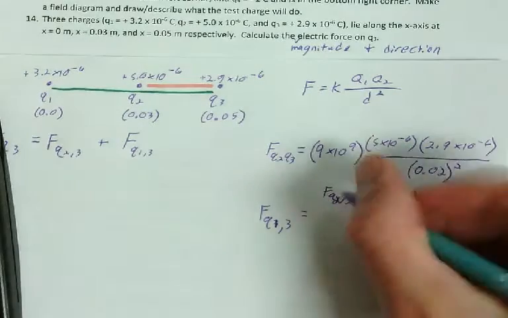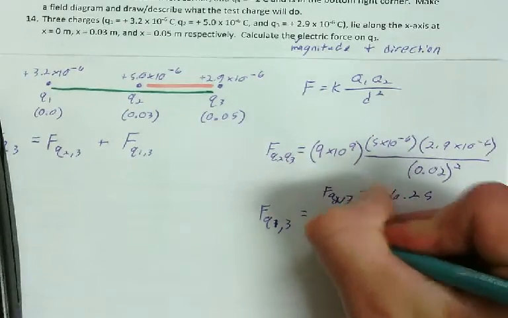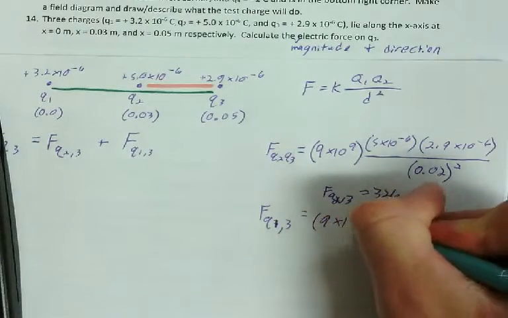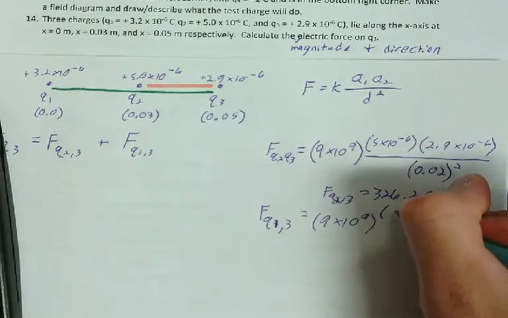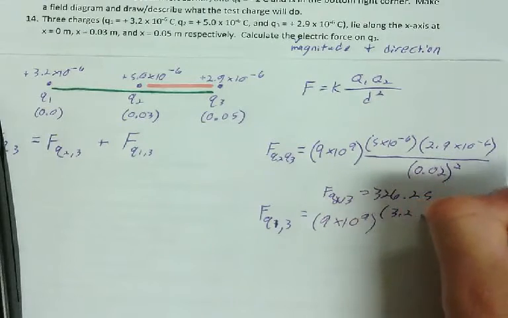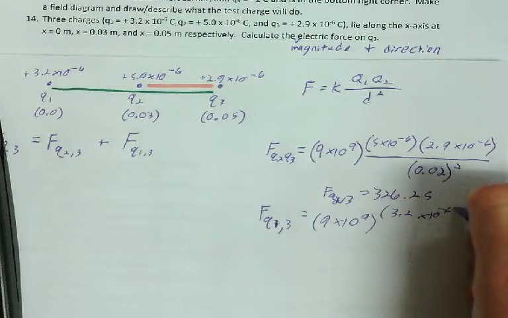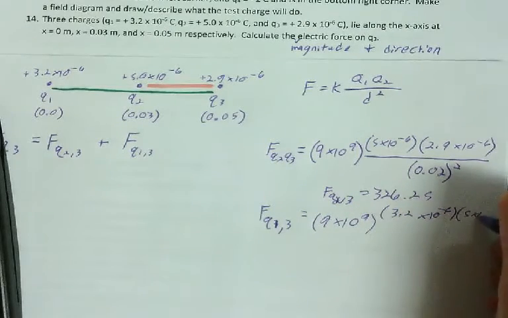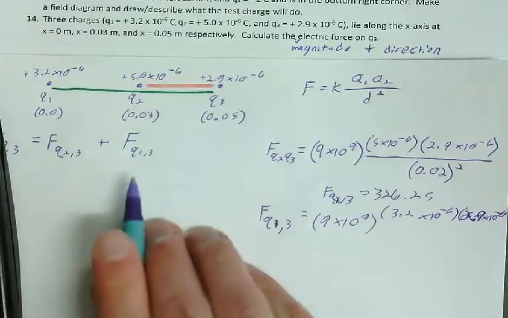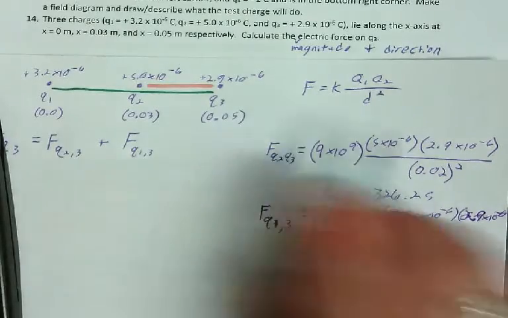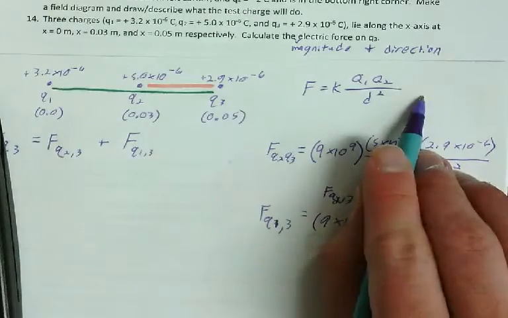The setup will be the same for 1 and 3, but you're going to change this to 3.2 times 10 to the negative 6. This will stay 2.9 times 10 to the negative 6. They're both going to be positive because they're both going to push this one to the right to repel it.